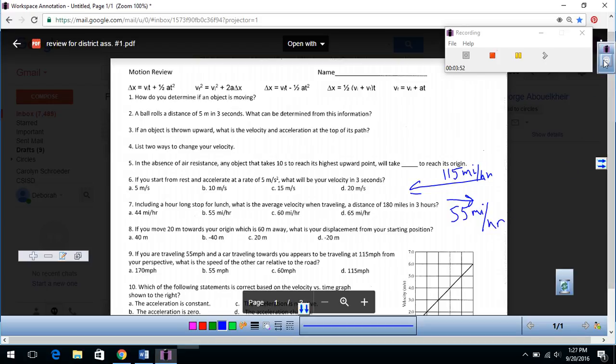All right, now I'm going to see if I can get to the next page, and we will see what we can do. All right, so I'm going to pause for just a second.